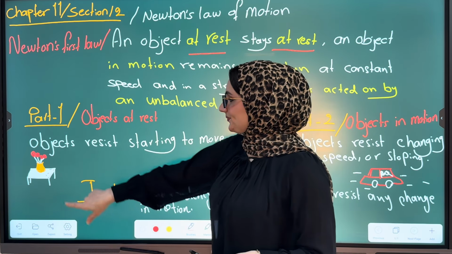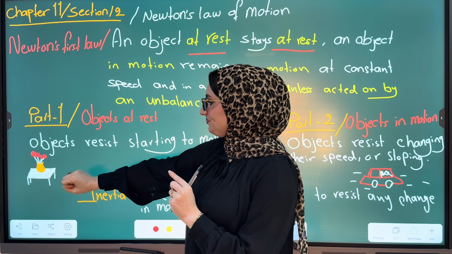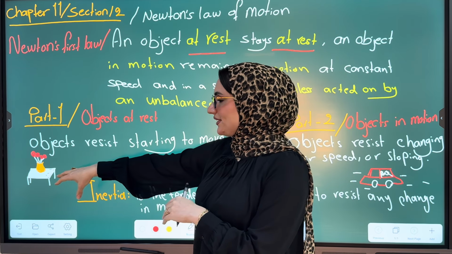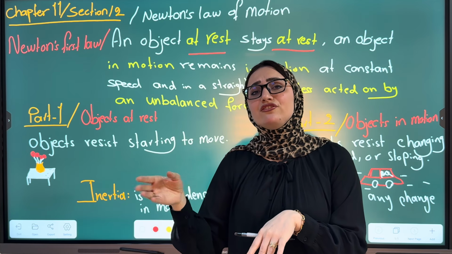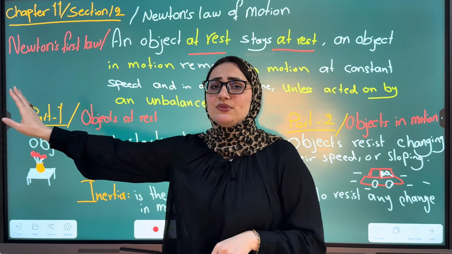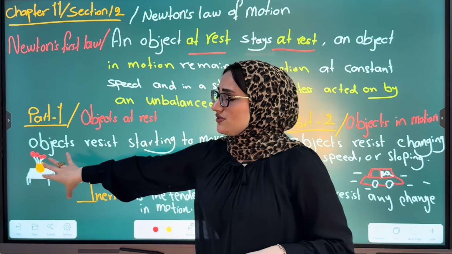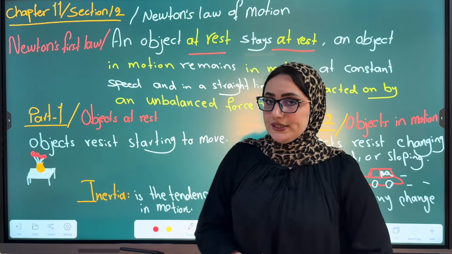An object on a table, it's a table, okay, and it's not moving, it will stay there forever until we change its place. Okay, so this is part one, and this one is part two.